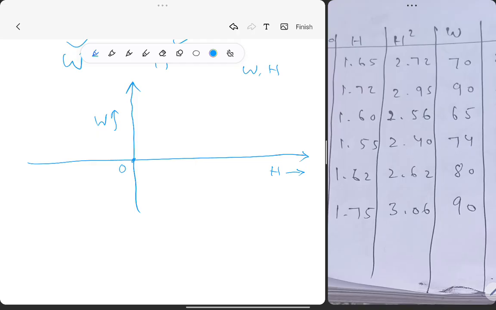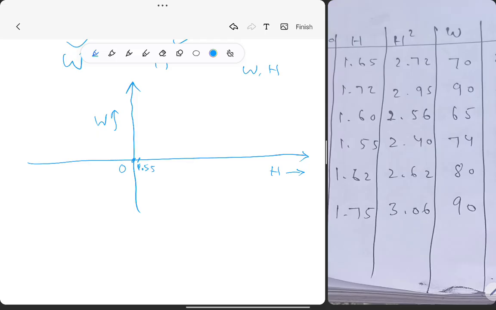Let me plot these points on this graph. When I plot height, we look at which is the minimum height that I have to show. Minimum is this 1.60. No, minimum is this 1.55. We start from the minimum and then see what is the maximum height that I am going to show. Maximum is 1.75. So somewhere suppose you put a cross here. That means you are going to count from this point onwards. Let this point be 1.55.